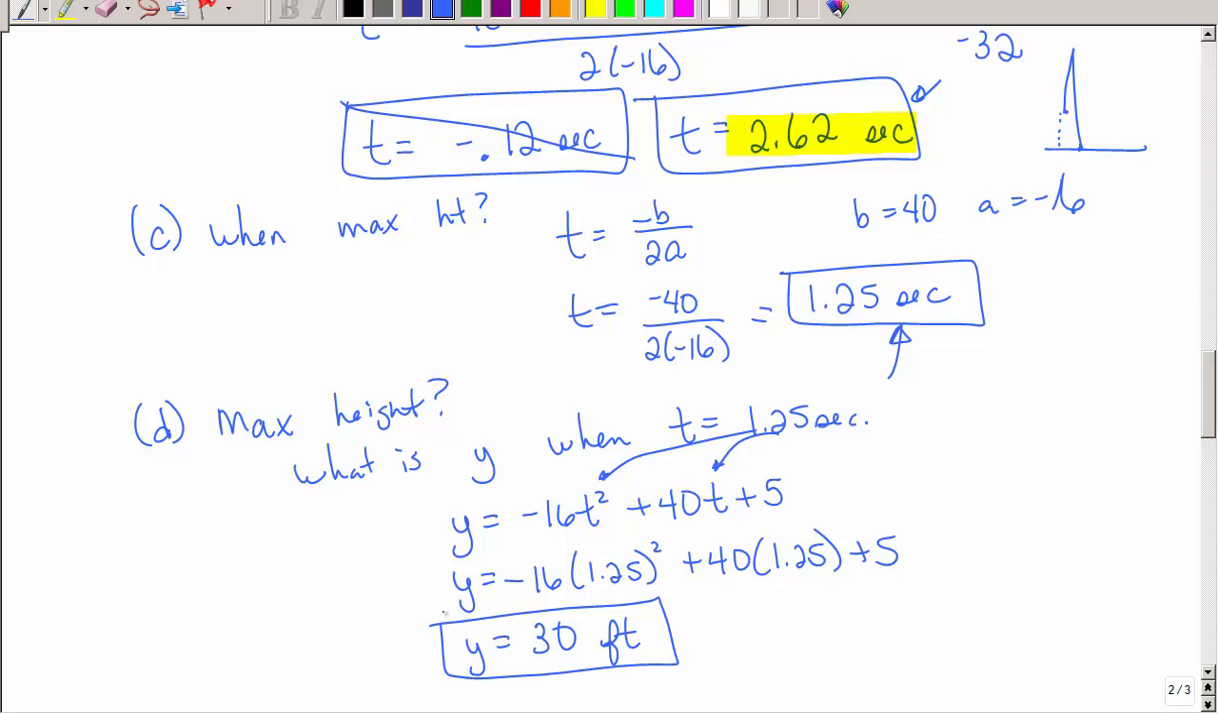So we have found the parametric equations, we found how long the ball is in the air, how long it took to reach the maximum height, and what that maximum height was.